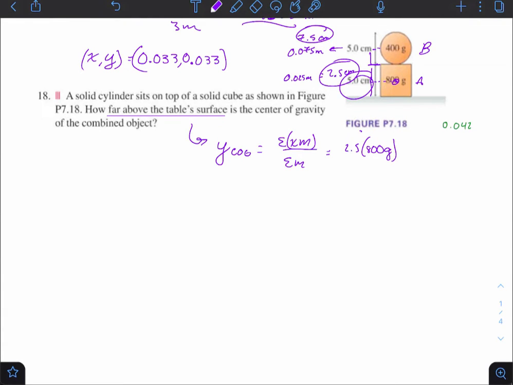We're going to get gram-centimeters for our unit product, or our derived unit for this, plus 7.5 times 400, divided by the total mass, which is 1200. And plugging that into our calculator, we're going to get 4.17 centimeters, because gram is the unit that's dividing out, so we're left with only centimeters.